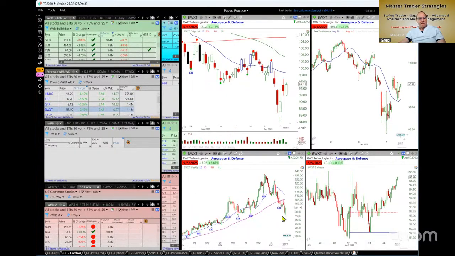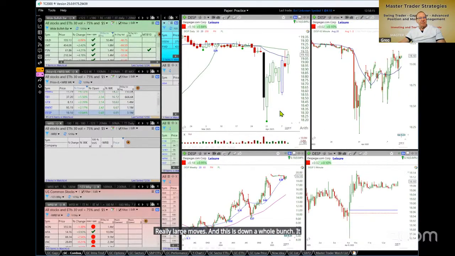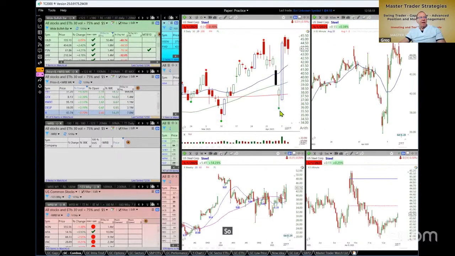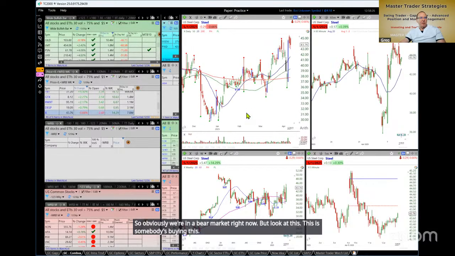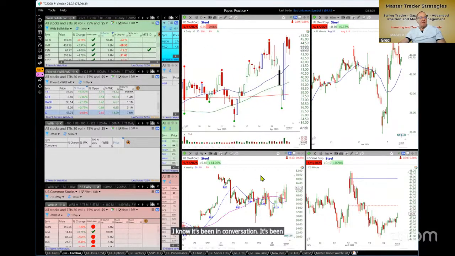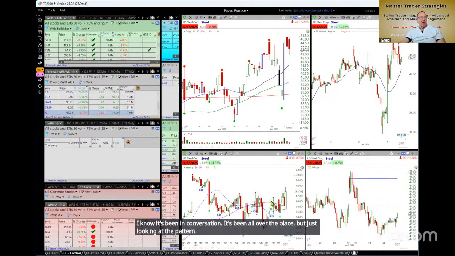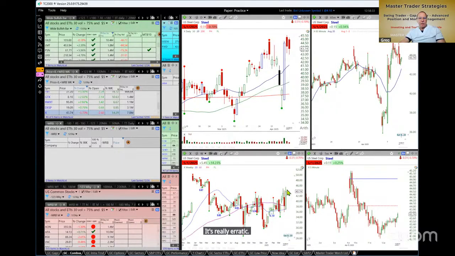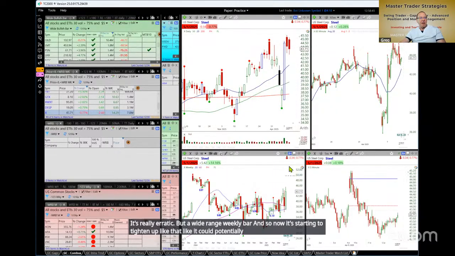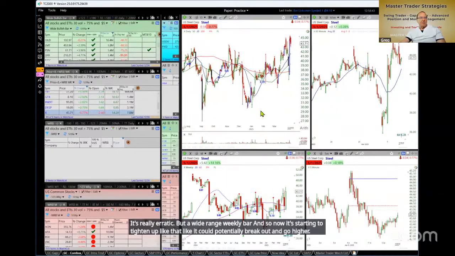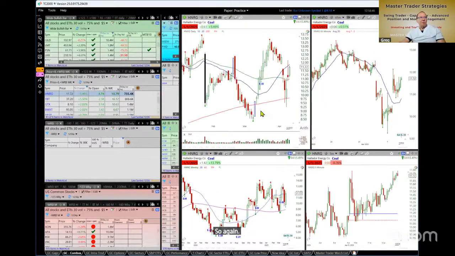And this is down a whole bunch. It's in the downtrend. So obviously we're in a bear market right now. But look at this. Somebody's buying this, right? I know it's been in conversation. It's been all over the place, but just looking at the pattern, it's really erratic, but a wide range weekly bar. And so now it's starting to tighten up like that, like it could potentially break out and go higher. So again, we start looking for range contractions.